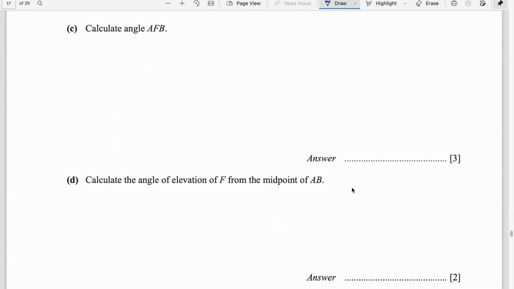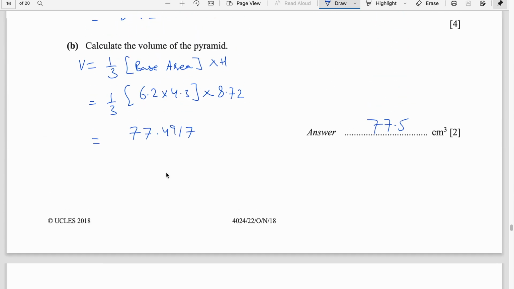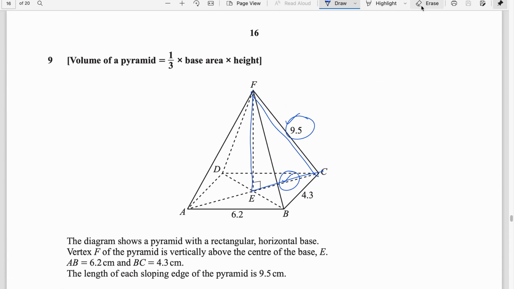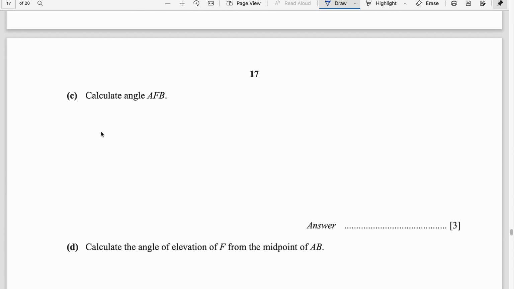Calculate AFB. Always extract the image to make it easier. AFB. Now this is A, this is F, this is B. If I need to calculate this angle, I know these two lengths, 9.5, 9.5 and 6.2. So I'm extracting this triangle out. AFB, 9.5 and 6.2.